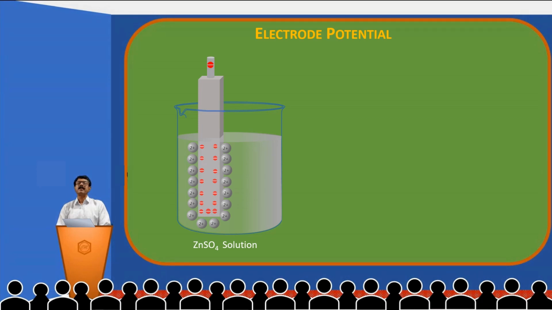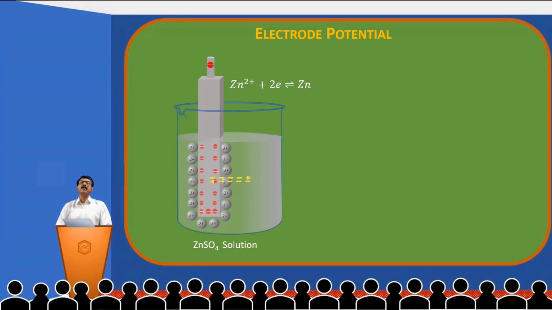Soon an equilibrium will be established by the occurrence of the reverse process. The zinc ions from the solution go to the zinc rod, take electrons and get deposited as zinc metal. The potential developed under this condition is the electrode potential. As you know, electrode potentials are based on reduction processes and hence called reduction potentials. If an atom has a higher tendency to lose electrons than to accept, its electrode potential will be negative and vice versa.